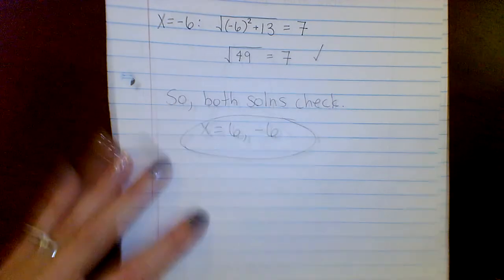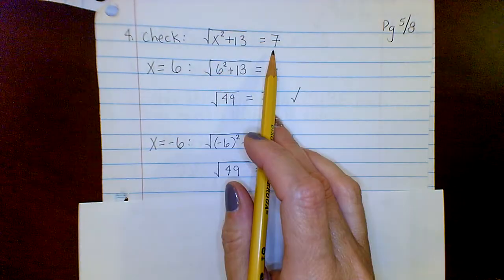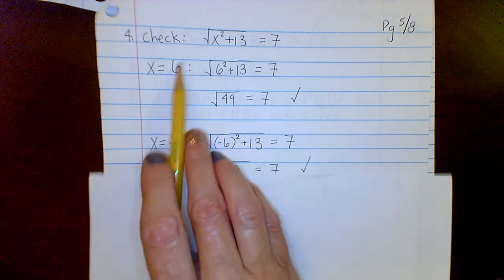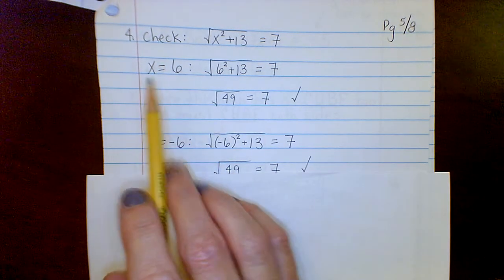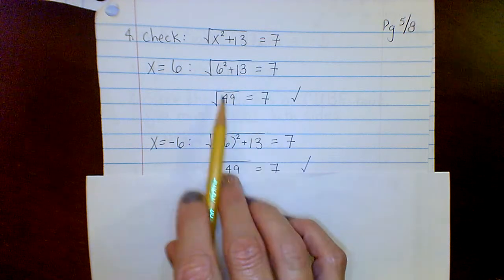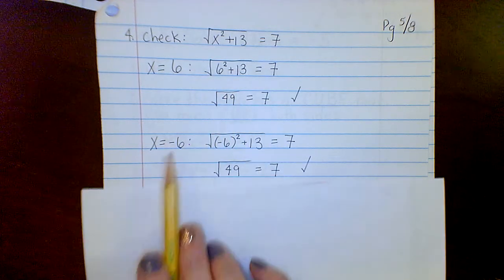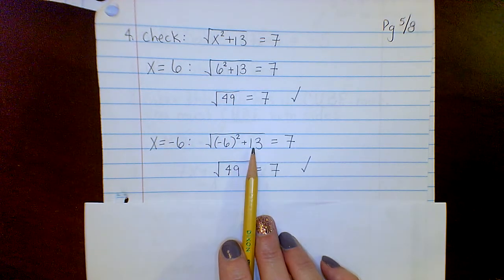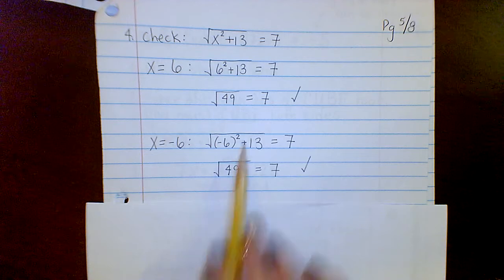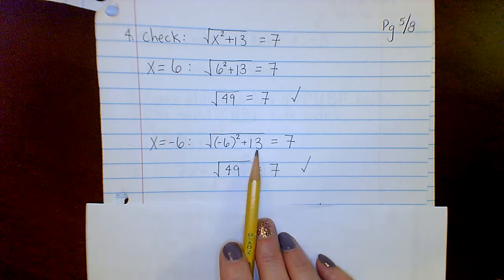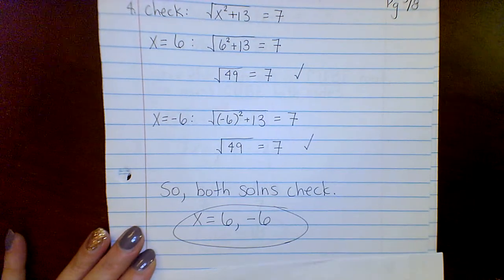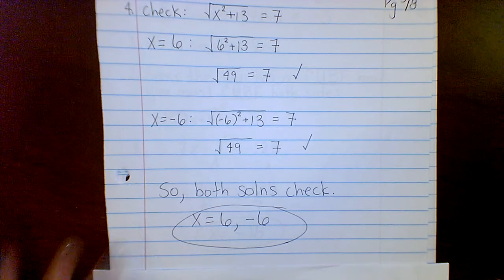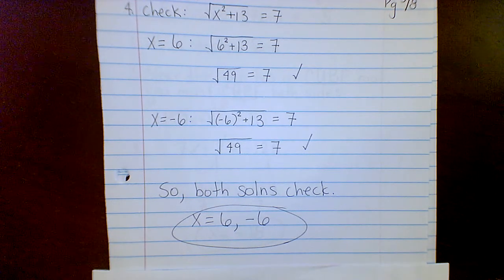So the next page is me taking the original equation. I'm going to check x equals 6. So I substituted 6 into here, and I got square root of 49 is 7. Okay, good. Negative 6, okay, plugging negative 6 into the equation. Negative 6 quantity squared is also positive 36, plus 13 is 49. Okay, that one checks out too. Both solutions check out. So don't assume that if you get two solutions that one of them is going to be extraneous. Not necessarily.